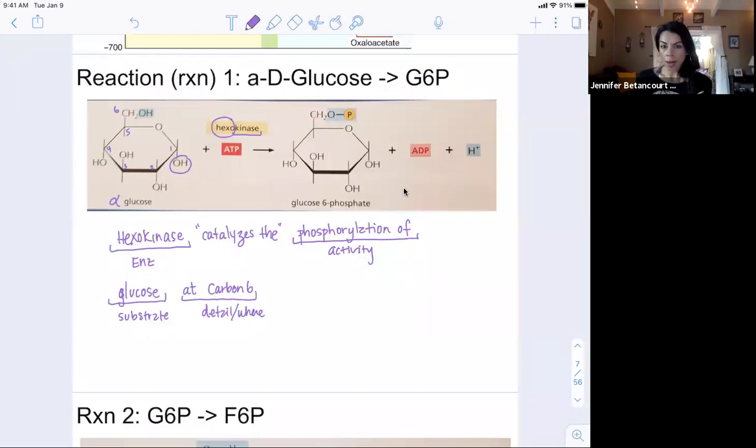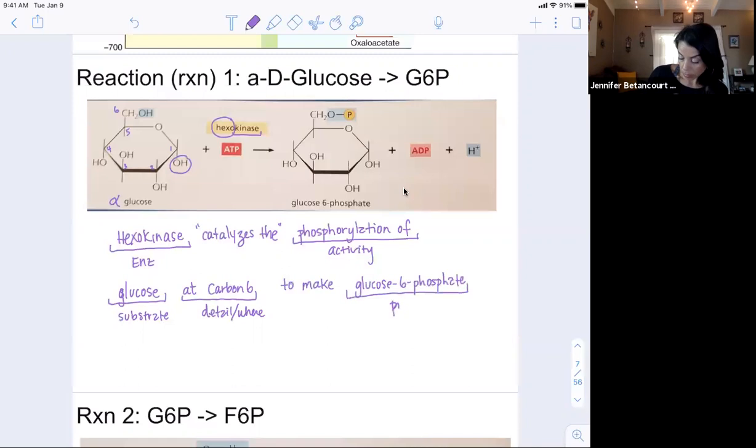And then why? Why did all this happen? To make, to generate, to synthesize, okay, the product. What is the product? Glucose 6 phosphate. Okay. And so you might be looking at this reaction above and saying, yeah, there's a lot of other stuff there that we didn't talk about. Now's when we're going to talk about it.